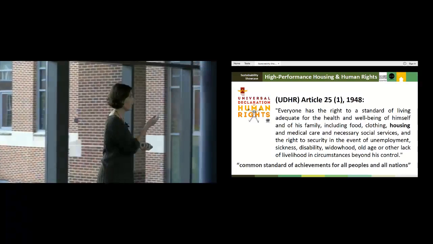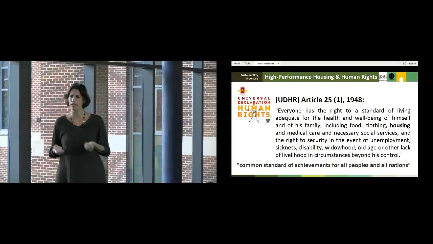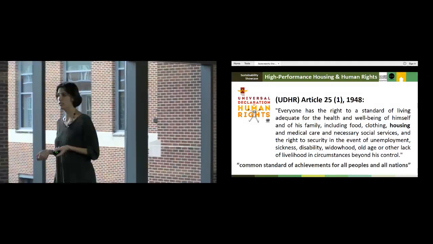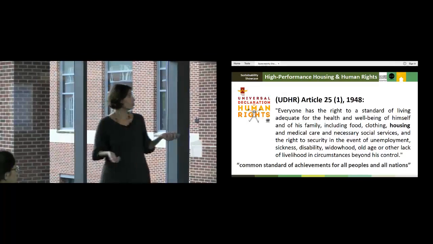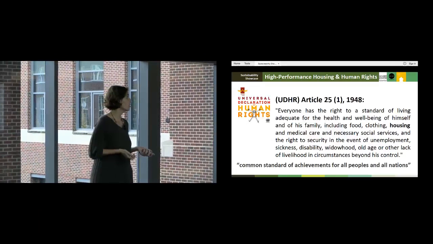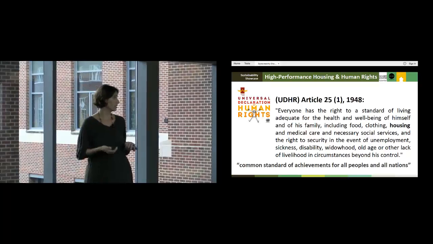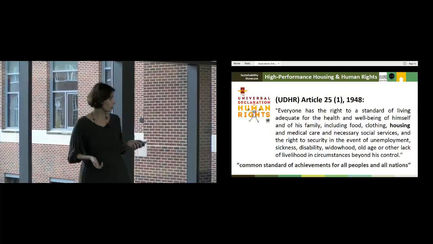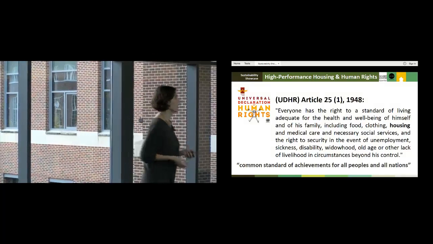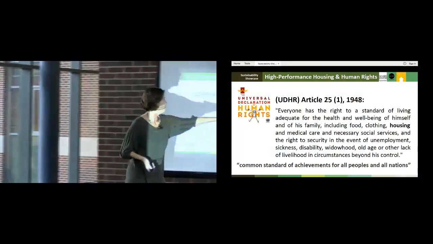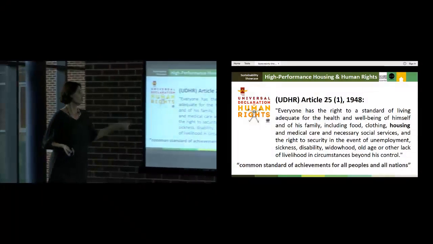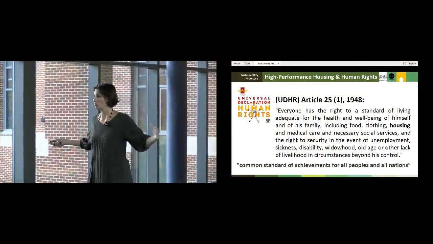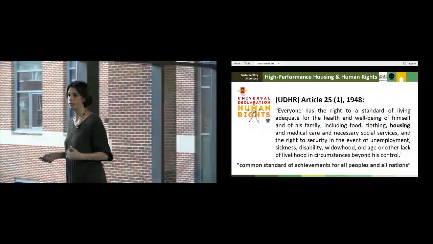And I guess the first question is, how does high performance housing relate to human rights? Or maybe starting with the question of whether housing is a human right at all. So in 1948, the Universal Declaration of Human Rights came together to establish a common standard of achievements for all people and all nations. And that included housing. But it looks at housing related to food, clothing, medical care, social services, all of the things that affect our quality of life.